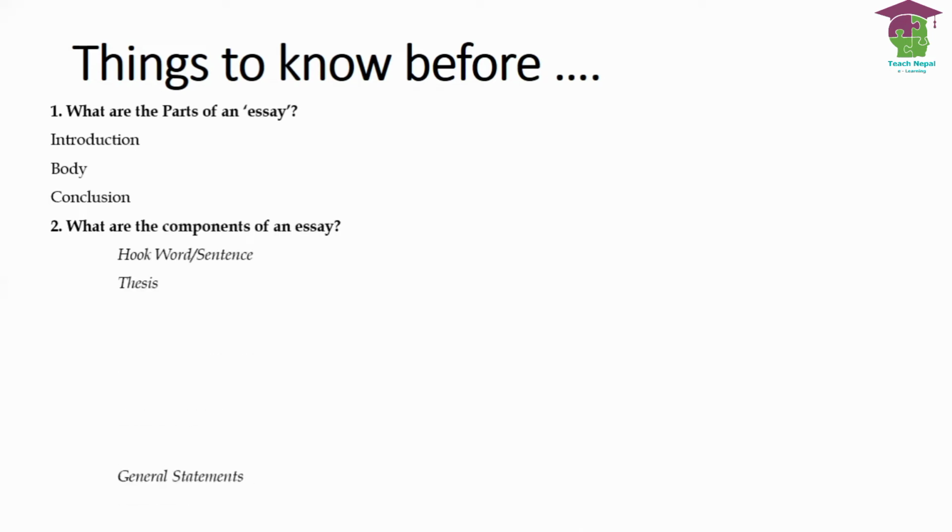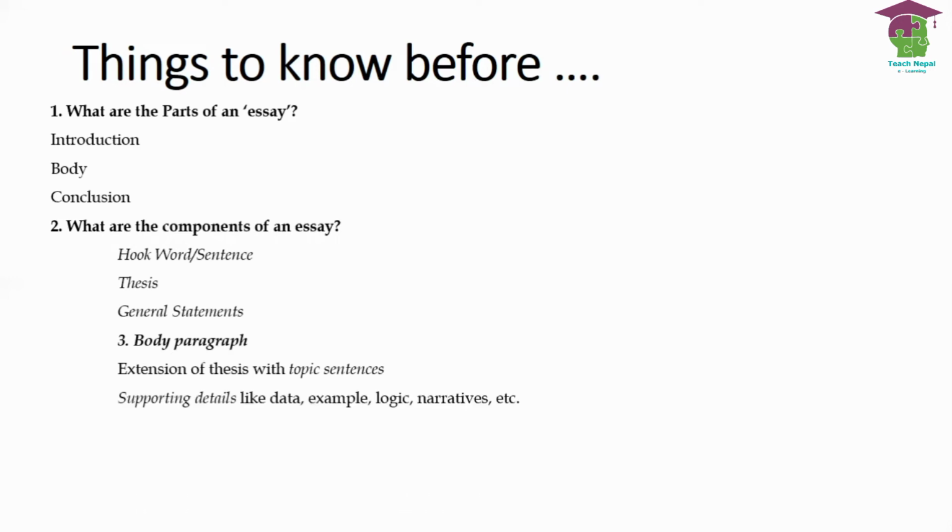The components are hook word or sentence, thesis statement, general statements. Then in the body paragraph also, there are some components. Means there are the topic sentences, supporting details, right? And under conclusions also, we can see a concluding marker, the restatement of the thesis or the topic sentences. So these are the components of an essay.